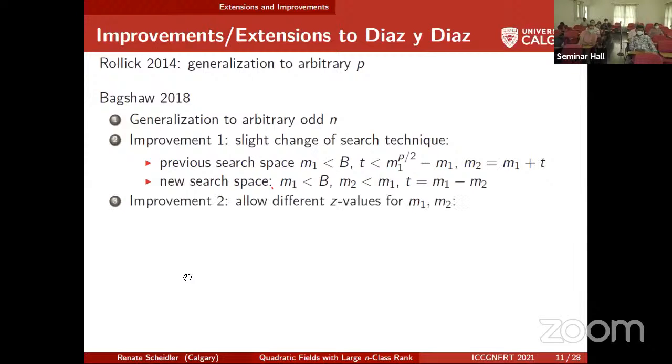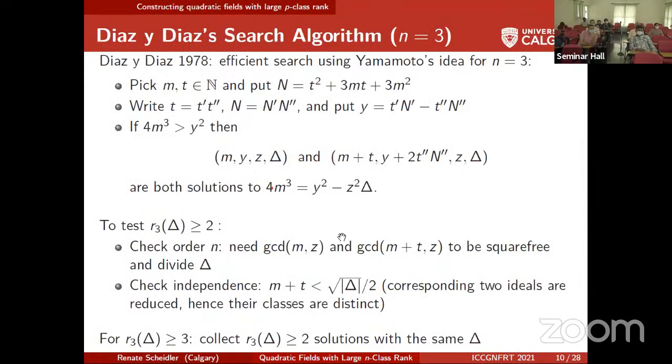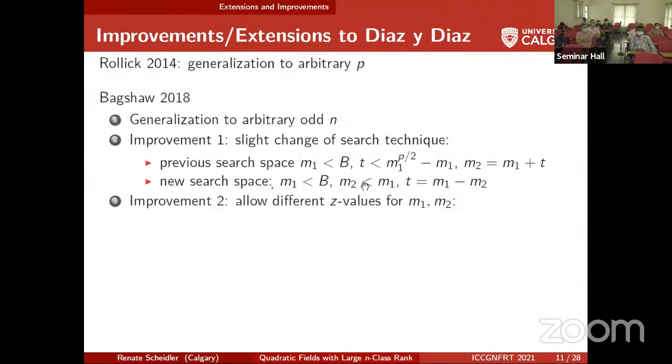The second big improvement is, let me go back for just a second to the previous slide. In DRC-DS's case, he only ever considers one Z value here. So this quantity Z squared delta has to be the same all the time. So here's Z and delta, and here's Z and delta. It's the same Z. The M and the Y change, but the Z and the delta stay the same. And Christian's idea was to allow different Z values.